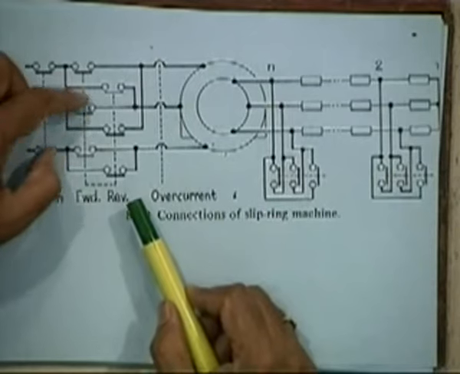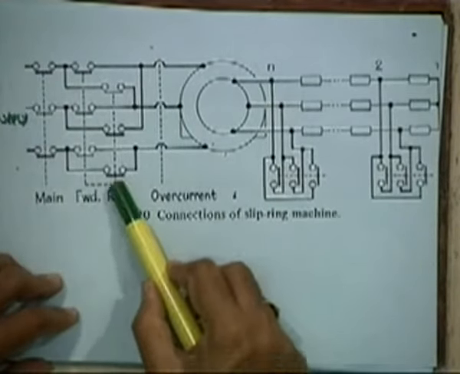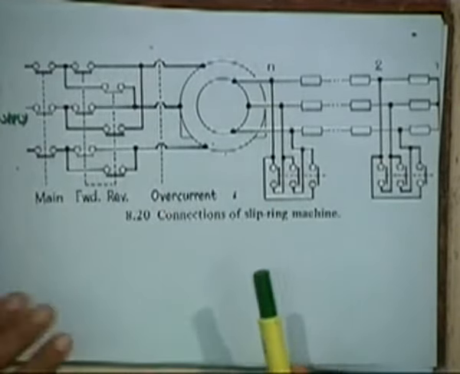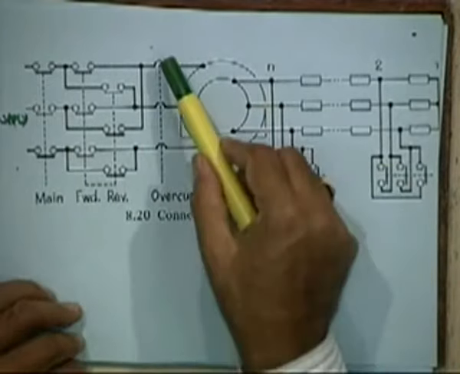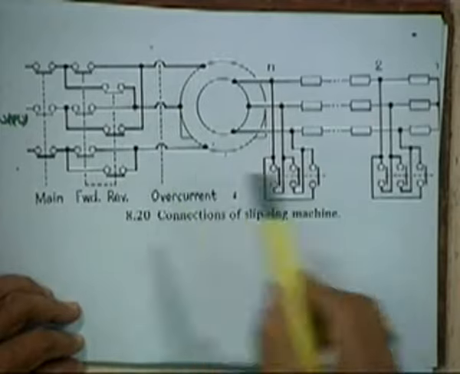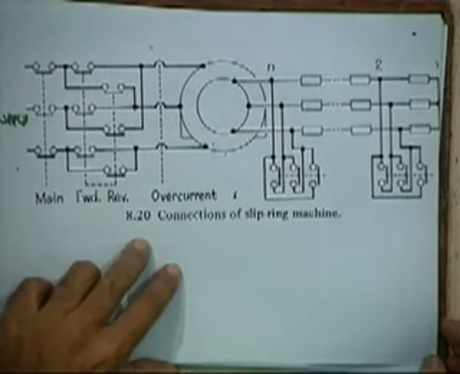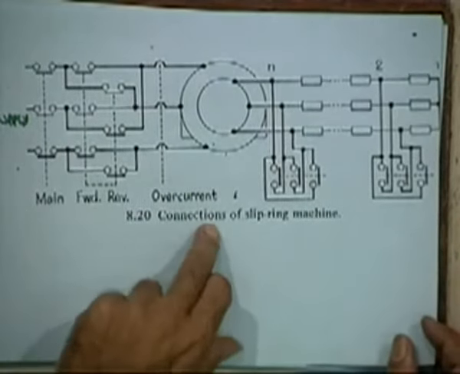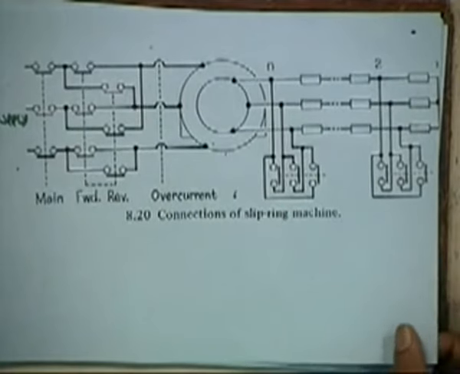Then this contactor is for forward rotation. Of course, there is also a kind of reverse rotation. You can run in both directions. Because this is called an overcurrent relay. Whenever the current exceeds, this will cut it off. Okay, this is one of the standard starters for a slip ring induction machine.